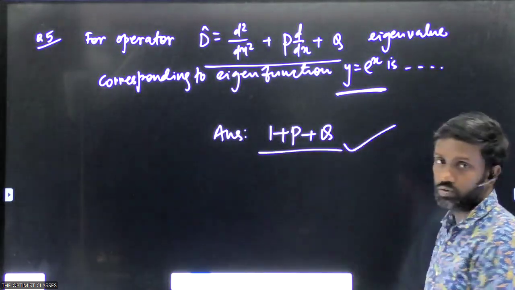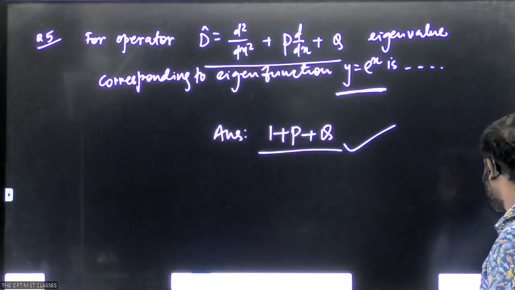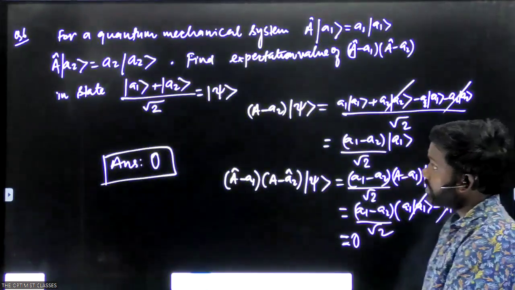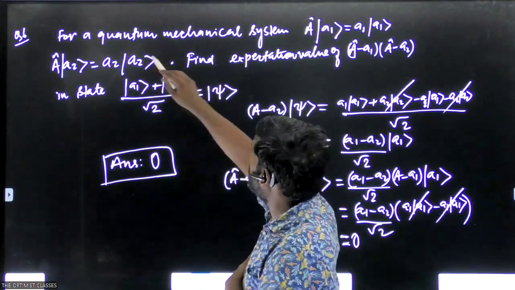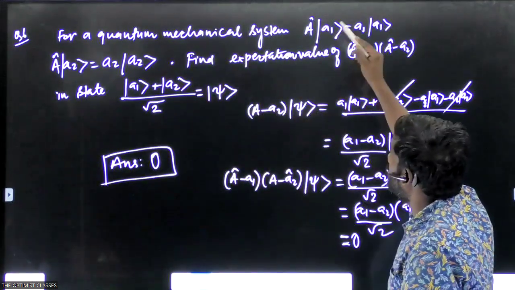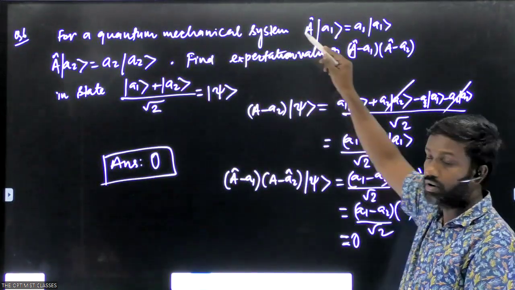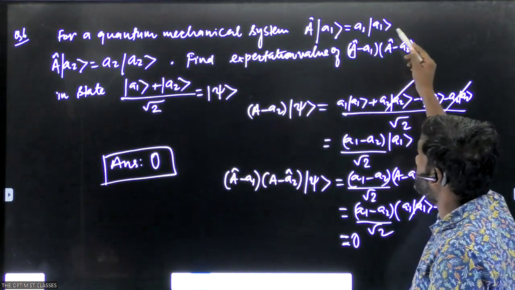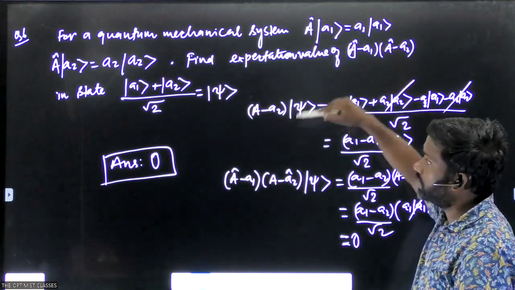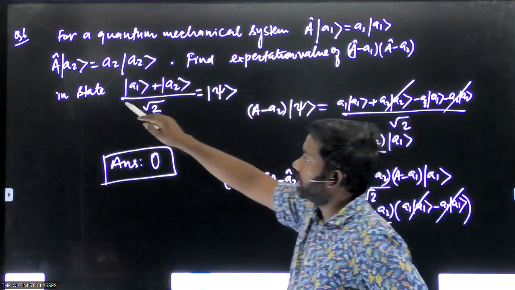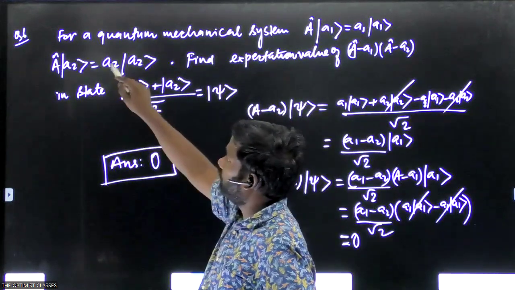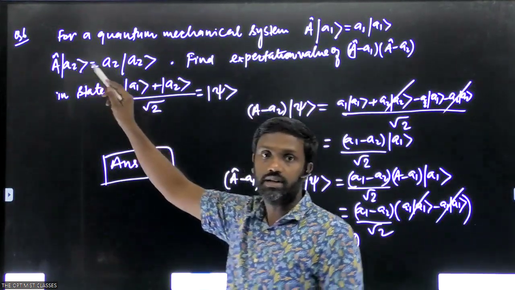So that is the eigenvalue. So this should be the answer. Okay. So now another question. It says for a quantum mechanical system, there is an operator A which has eigenstates ket A1 and A2 with eigenvalues a1, and here the eigenvalue is a2, and this ket A2 is its eigenstate.